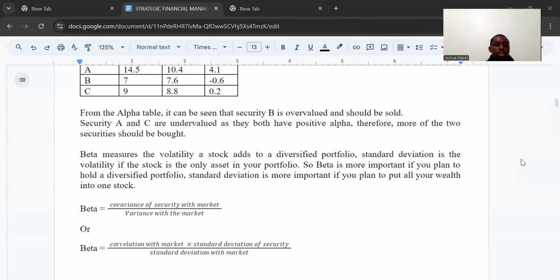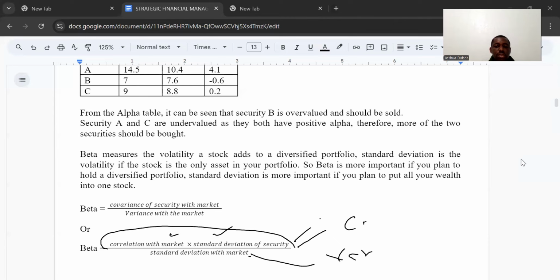Then for Formula 2, the examiner may decide to give you the correlation with the market. So your examiner may also give you correlation with the market and standard deviation of the security. The numerator is basically what will determine the formula that you'll be using. Okay, so the moment you see this, even if your examiner did not give you standard deviation of the market, and decided to give you the variance of the market, it means that you are going to convert this variance to standard deviation. Okay, so that's how to calculate the beta using the formula.